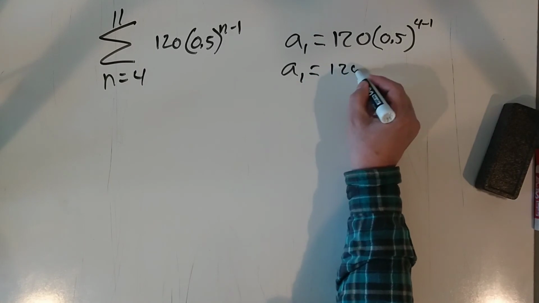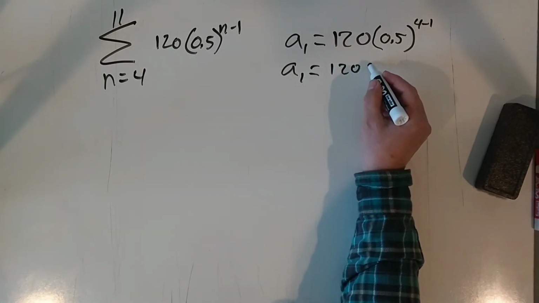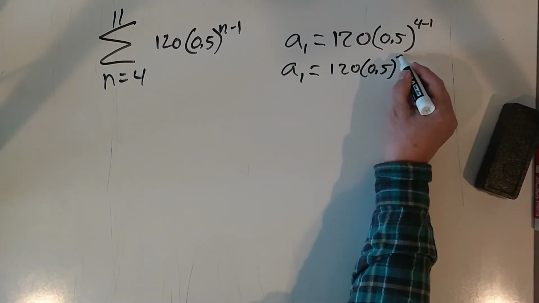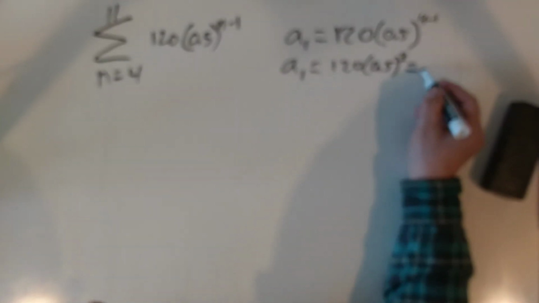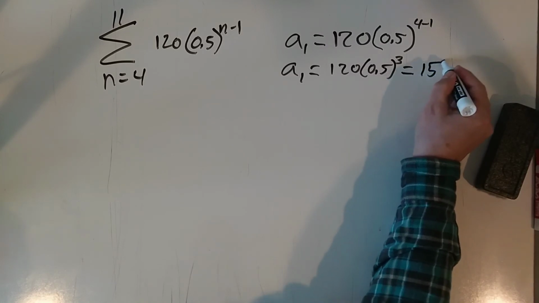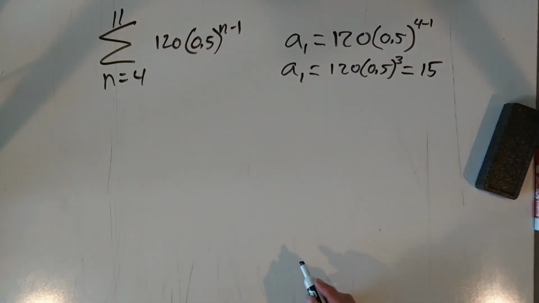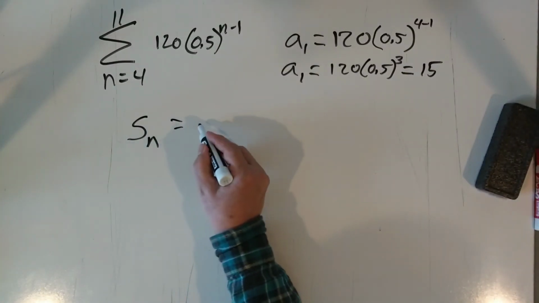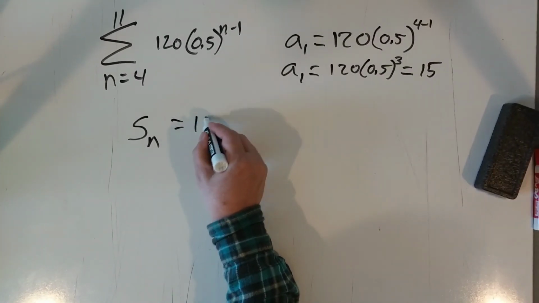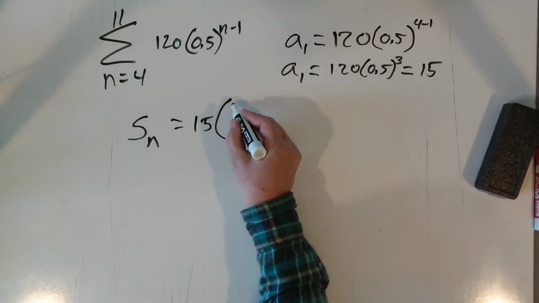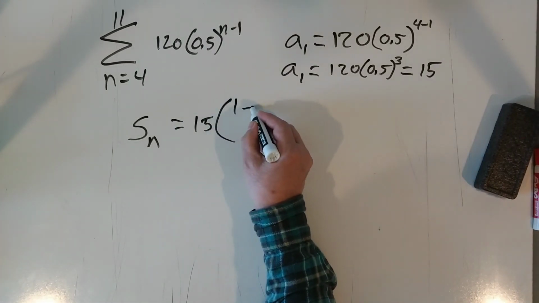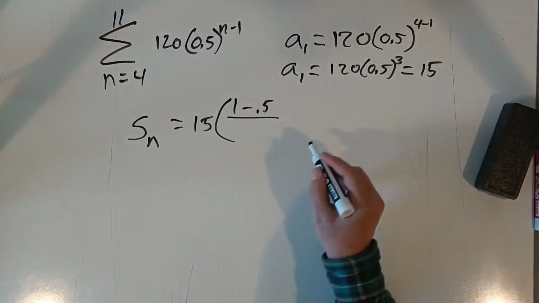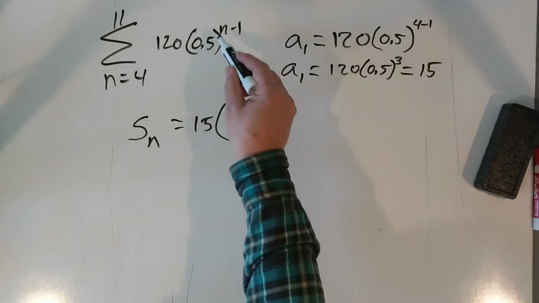So the first term is equal to 120 times 0.5 to the 3rd power, which is equal to 15. So now I know the first term. The sum then will equal the first term, 15, times 1 minus 0.5, and now it's to the nth power.